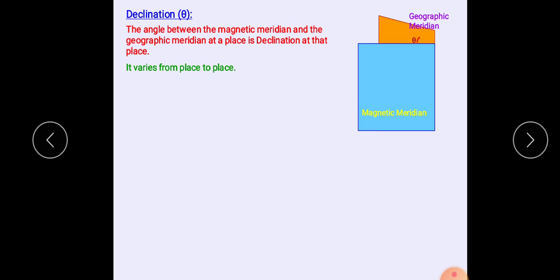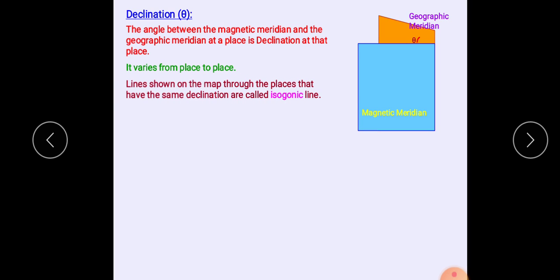It varies from place to place. Lines shown on the map through the places that have the same declination are called isogonic lines. Lines drawn through the places that have zero declination are called agonic lines.